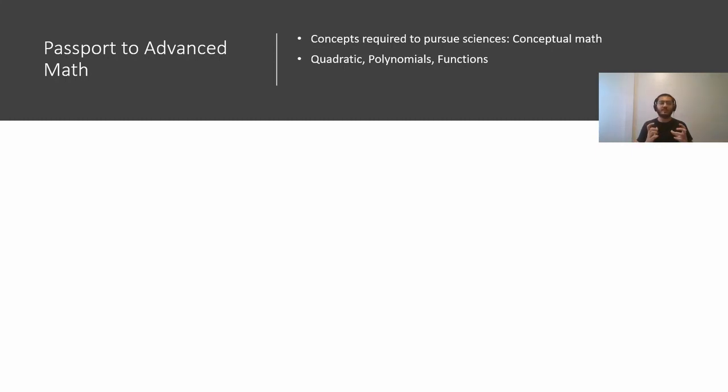So anything that deals with quadratic equations, polynomials, functions, things that are more or less conceptual math with less application in your everyday life are things that you'll see in passport to advanced math, which is why I feel like this is where people falter the most. This is where you have to understand math in order to excel. So just to exemplify how that works, I tried finding an example here.